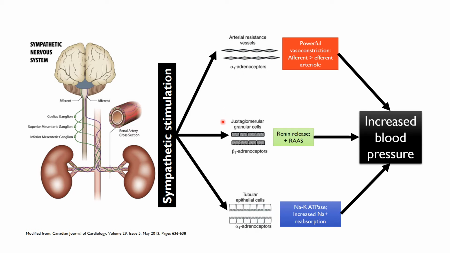Second big effect is stimulation of renin, and specifically release of renin from the juxtaglomerular granular cells, and subsequent activation of the full renin-angiotensin-aldosterone system. And that effect is mediated by the beta-1 adrenoreceptors. And then third, the stimulation of additional sodium reabsorption takes place by activating tubular epithelial cells.